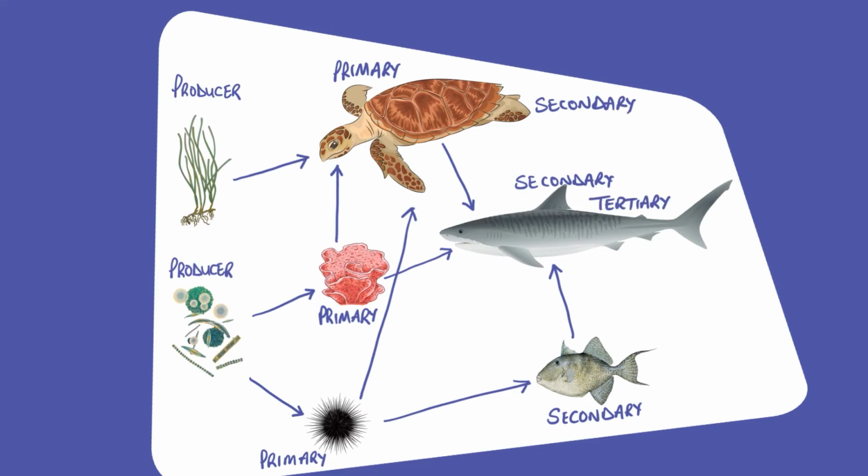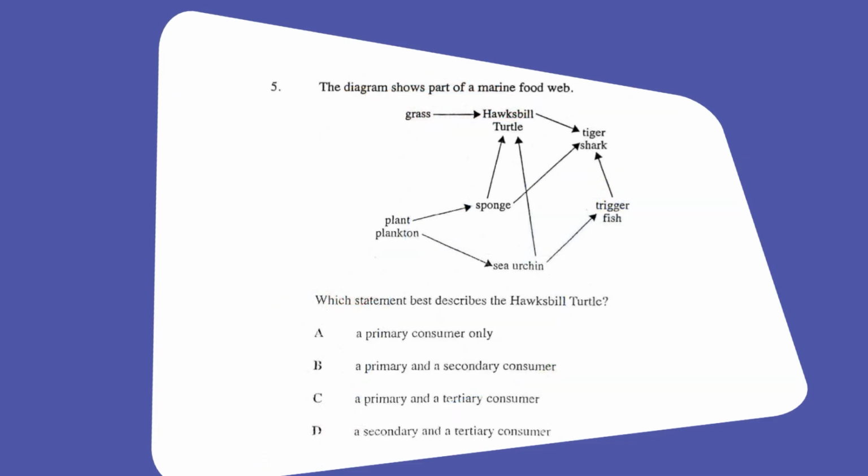So the exam question asks us about the hawksbill turtle. And we see that the hawksbill turtle is a primary consumer because it eats the producers, which is, in this case, the seagrass. But it is also a secondary consumer because it eats primary consumers, which are the sponge and the sea urchin. So back to question number 5, which statement best describes the hawksbill turtle? The answer would be B. It is a primary and a secondary consumer.